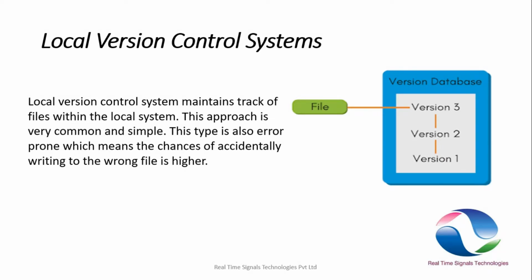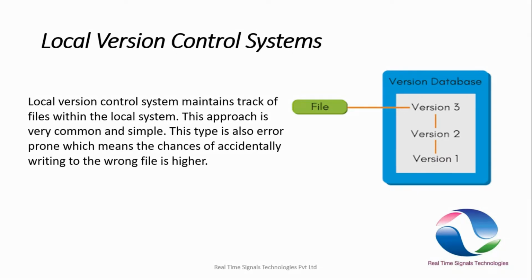A local version control system keeps track of files within the local system. This approach is very common and simple. This type is also error-prone, which means the chances of accidentally writing to the wrong file are higher.